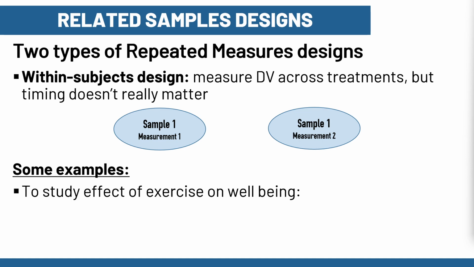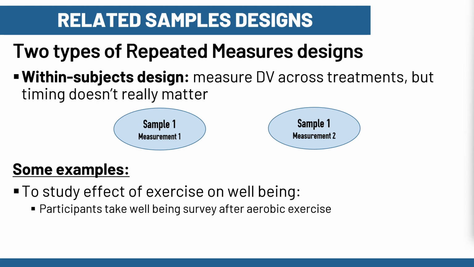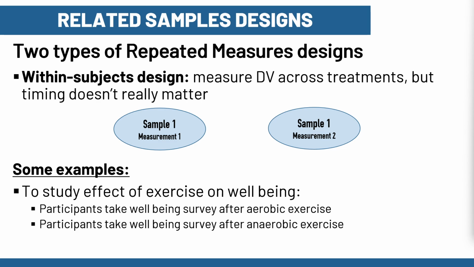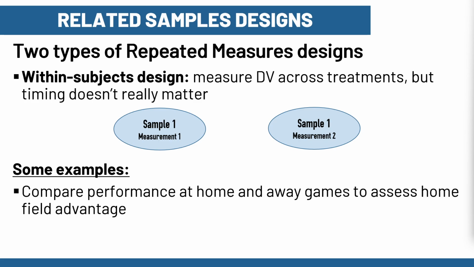So for example, if we're looking at the effects of exercise on overall well-being, and then we have people do aerobic exercise and anaerobic exercise. So like cardio versus maybe weightlifting, for example. And we want to see if that affects their well-being differently, right? It theoretically doesn't really matter which one of these we assess at one time versus another time.